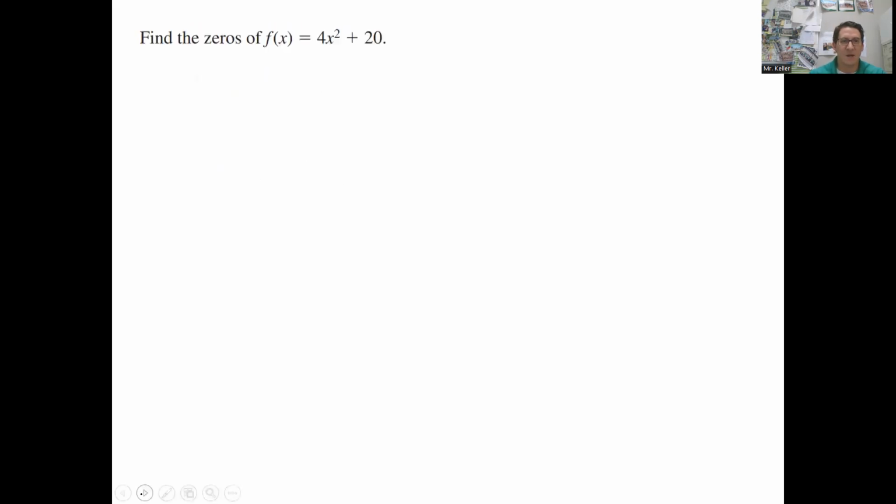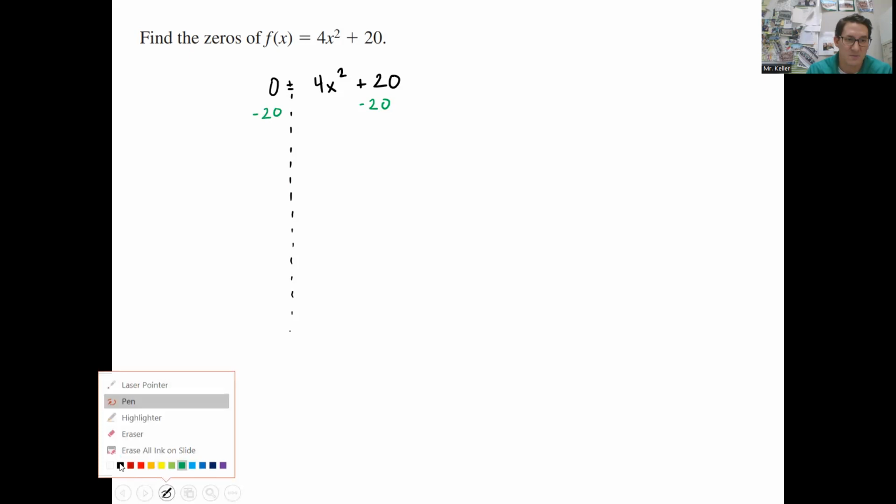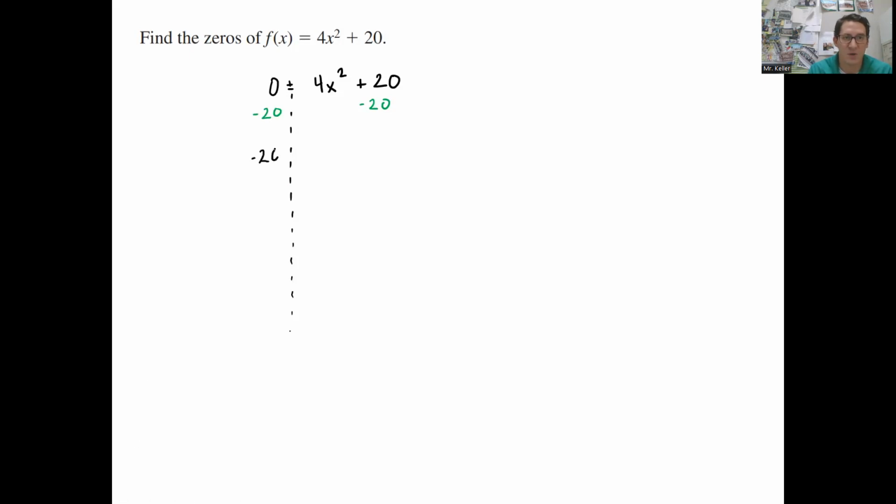That is it there. Here it might say, you might have a problem that says find the zeros. So all you need to do in this is change that f of x to 0. You get 0 equals 4x squared plus 20, and then solve for x. I'm going to put in a line of separation so we keep track of the two sides of the equation. First step is going to be subtract 20 from both sides. So we get 0 minus 20 is negative 20, is equal to 4x squared plus 20 minus 20 cancels out.